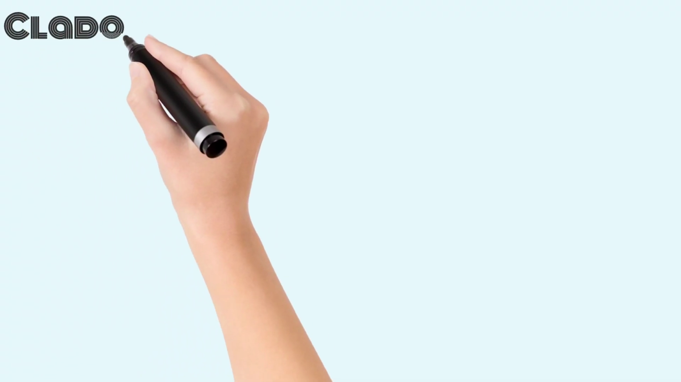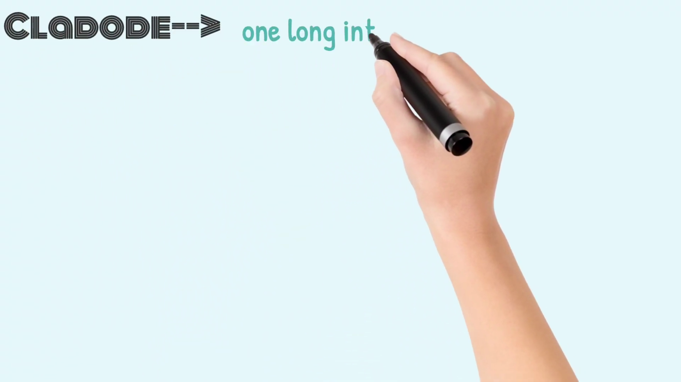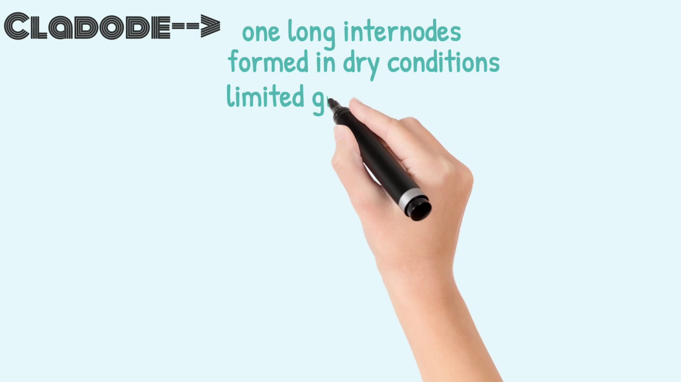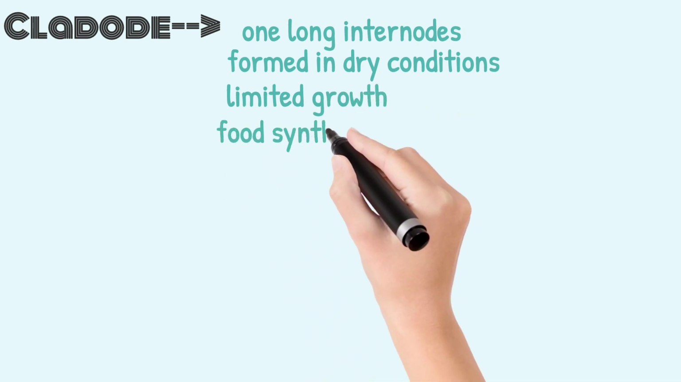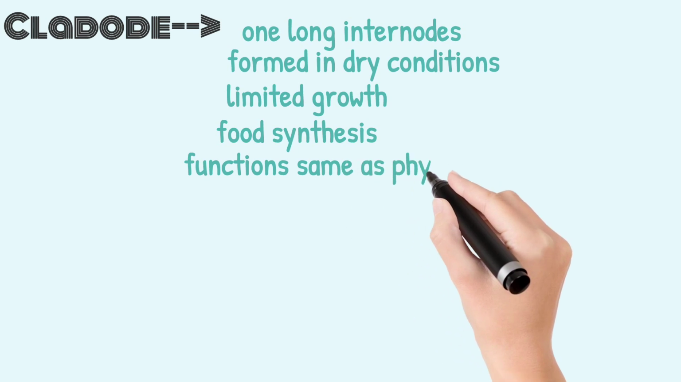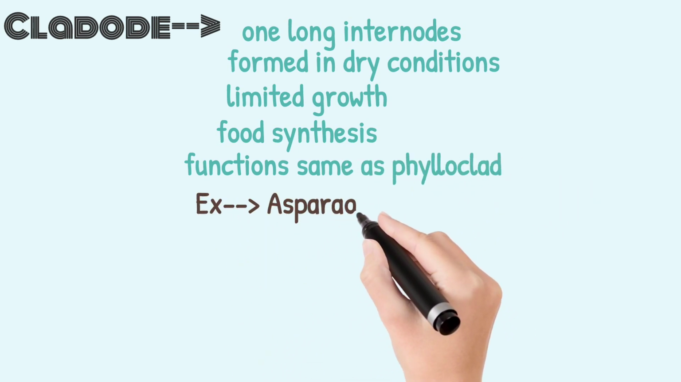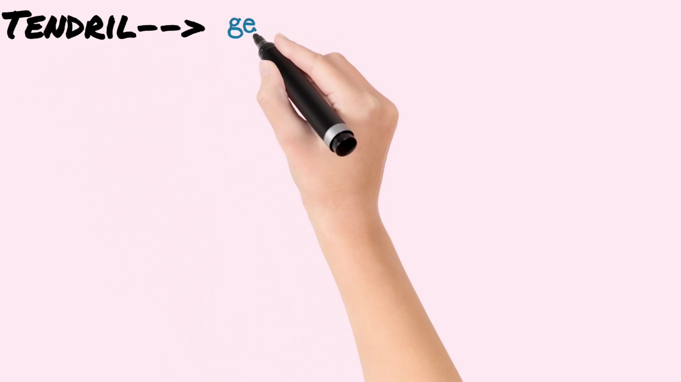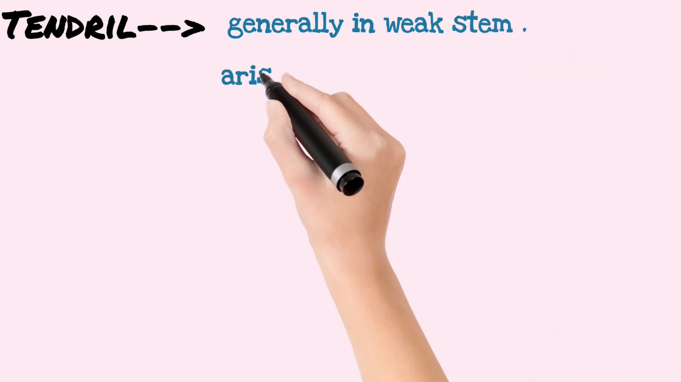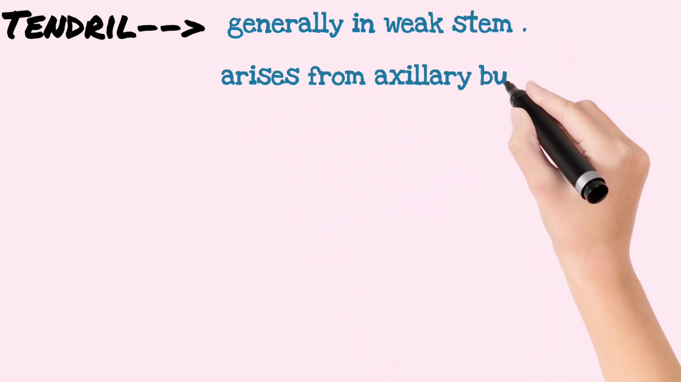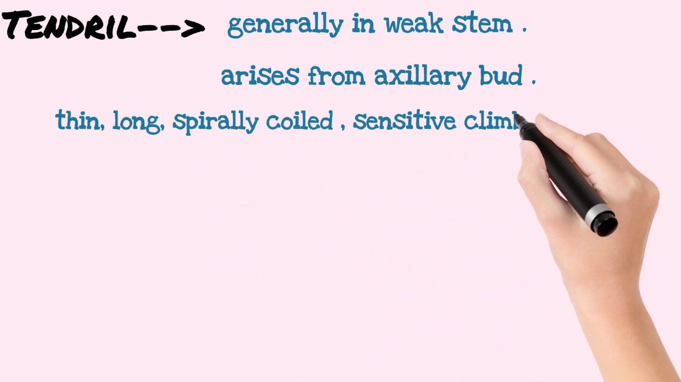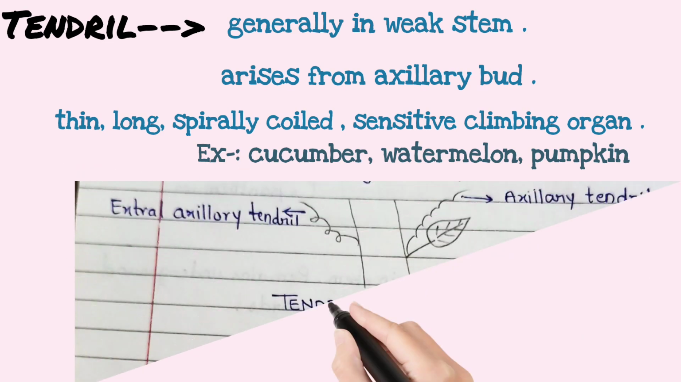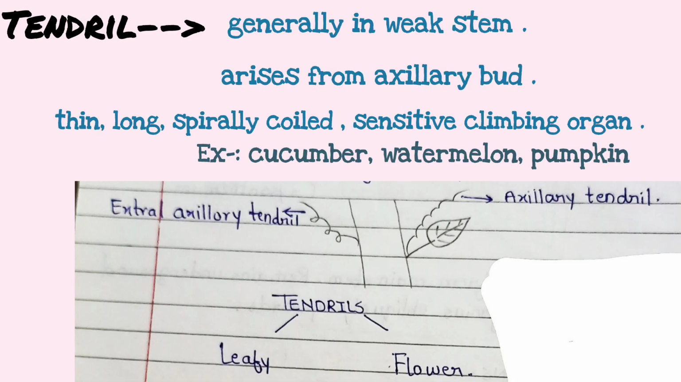Cladodes are one or two long internodes containing phylloclad, formed in dry conditions, arise from branches, have limited growth. Cladode performs food synthesis. Example of cladode is asparagus. Tendrils are thin, long, spirally coiled, sensitive, climbing organs which are found in weak stem, and tendrils arise from axillary bud. Example of tendril: cucumber, watermelon, grapevine, pumpkin.